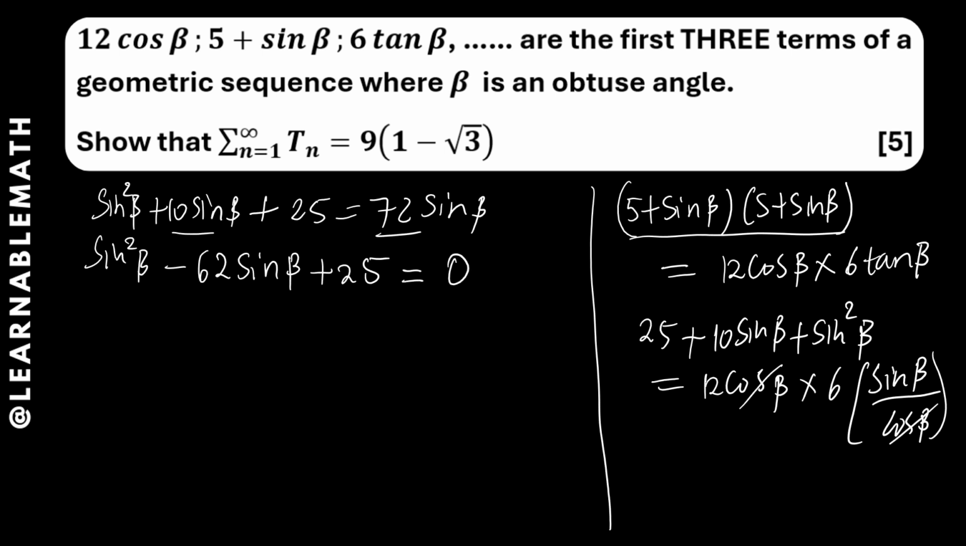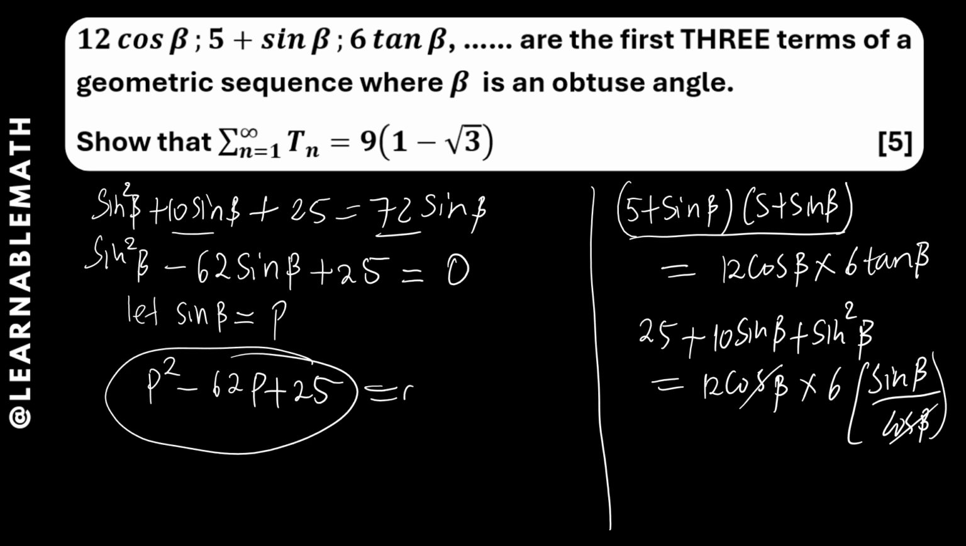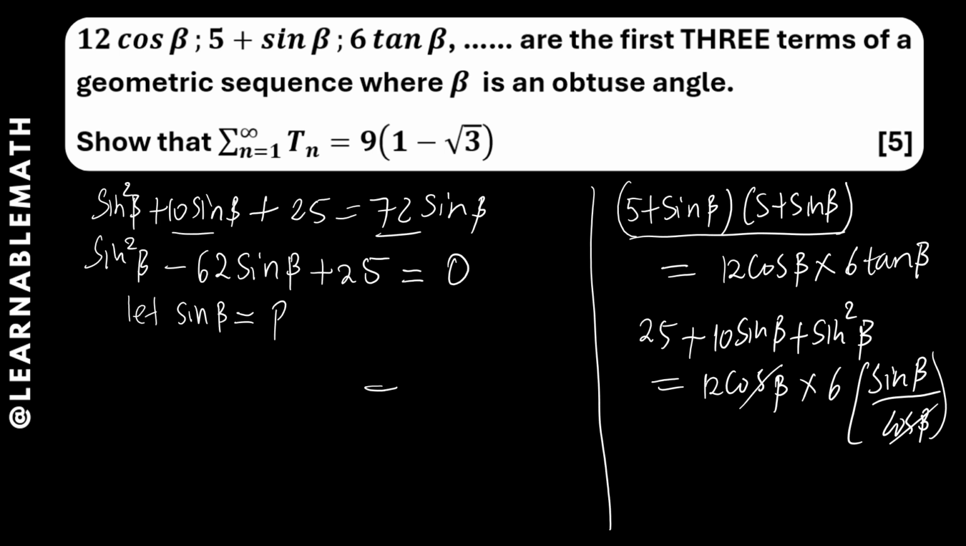Now we have to solve for sine beta. You can see it's giving you a quadratic equation, right? So we can use the quadratic formula to solve for sine beta. In this case, if you let sine beta be p, you'd clearly see that it gives you a quadratic equation equated to 0. But we won't do that because of time.